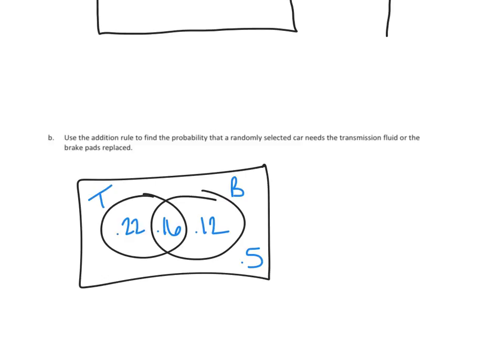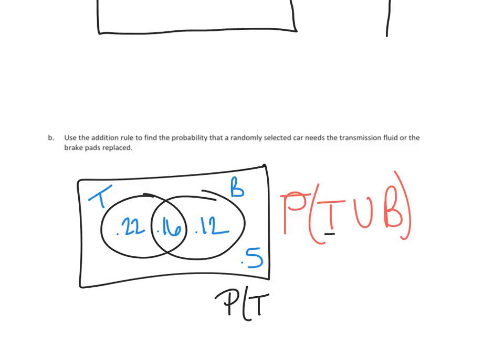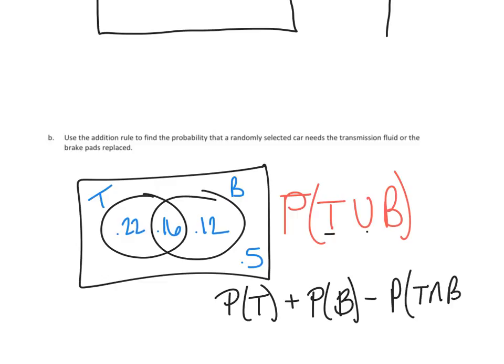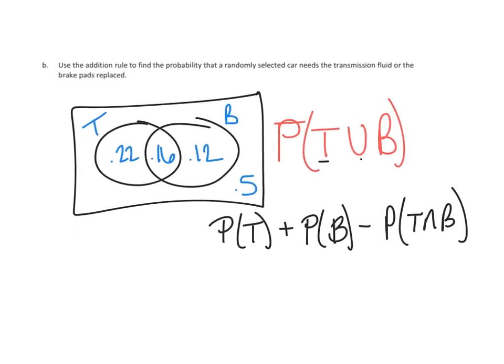So back to that previous question, it says use the addition rule to find the probability that a randomly selected car needs transmission fluid or brake pads replaced. So first of all, let's write our notation. I need the probability that I need transmission fluid or brake pads. We talked about the union the other day representing OR. So the rule is the probability of the first term, so it's the probability of transmission fluid, OR means to add, the probability of brake pads, but now I have to subtract out anything that repeats, the probability of both, T and B. So, hopefully pretty simple.